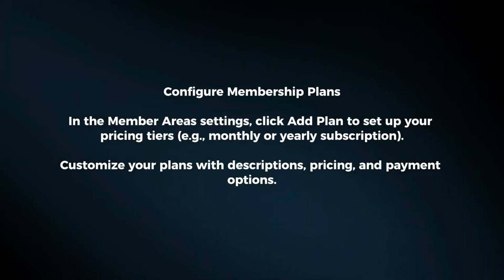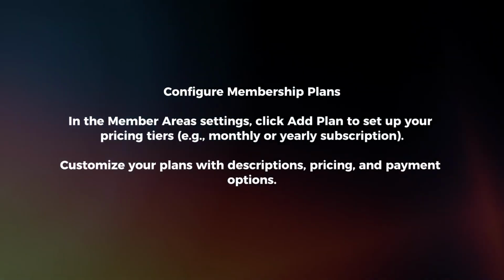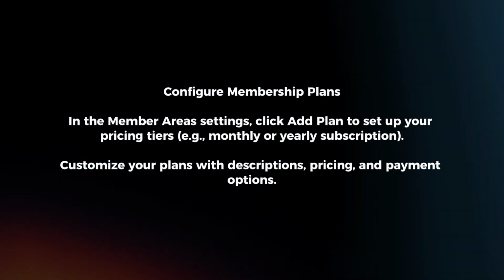Configure membership plans. In the member area settings, click Add Plan to set up your pricing tiers. Customize your plans with descriptions, pricing, and payment options.